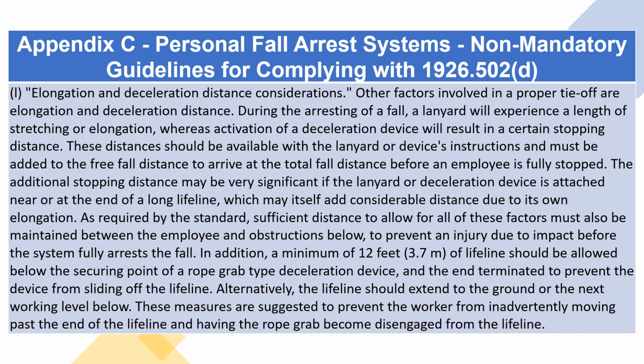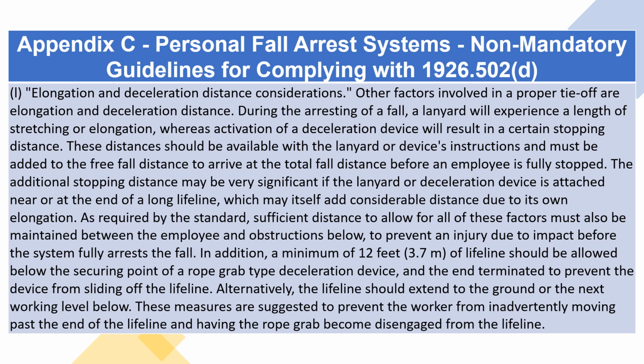L. Elongation and deceleration distance considerations. Other factors involved in a proper tie-off are elongation and deceleration distance. During the arresting of a fall, a lanyard will experience a length of stretching or elongation, whereas activation of a deceleration device will result in a certain stopping distance. These distances should be available with the lanyard or device's instructions and must be added to the free fall distance to arrive at the total fall distance before an employee is fully stopped. The additional stopping distance may be very significant if the lanyard or deceleration device is attached near or at the end of a long lifeline, which may itself add considerable distance due to its own elongation.